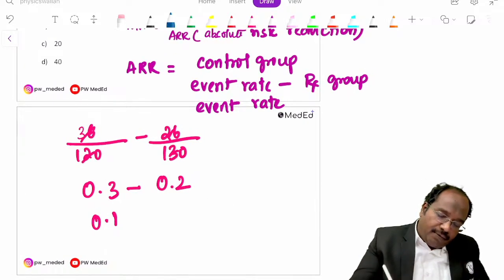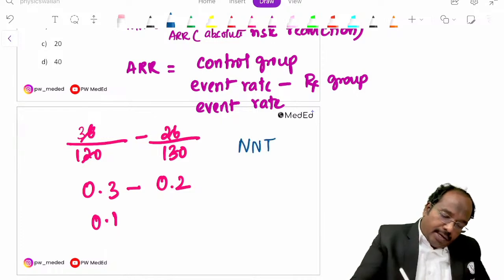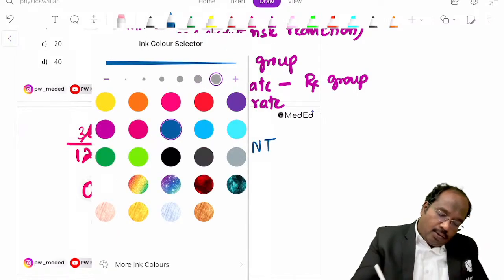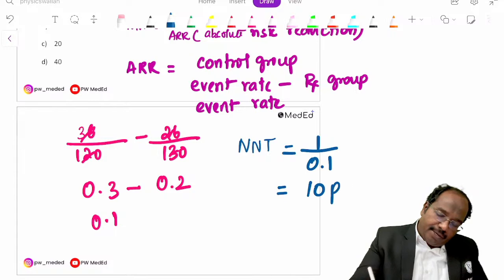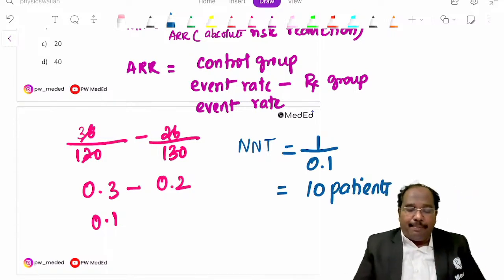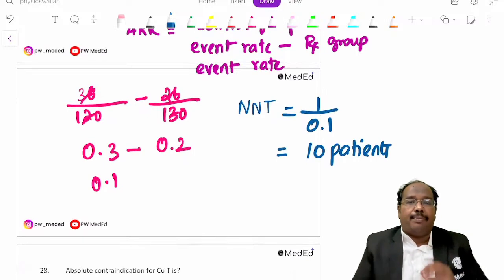We saw the NNT formula. The NNT formula is 1 by ARR. So 1 by 0.1, that is 10 patients. Okay, fine. If you treat 10 patients with a new drug, you can prevent one death.